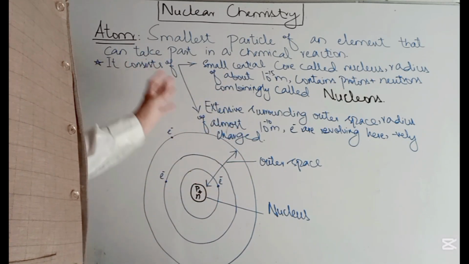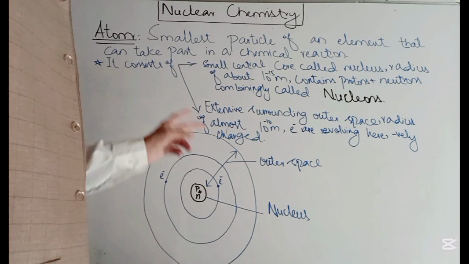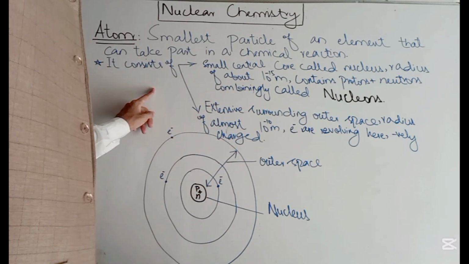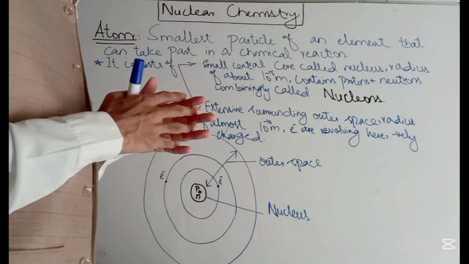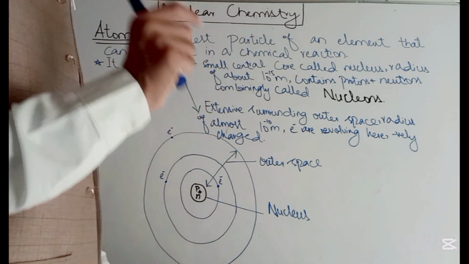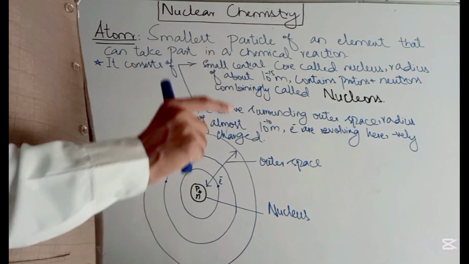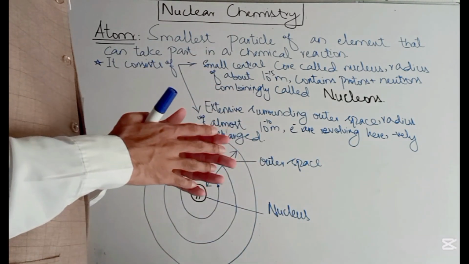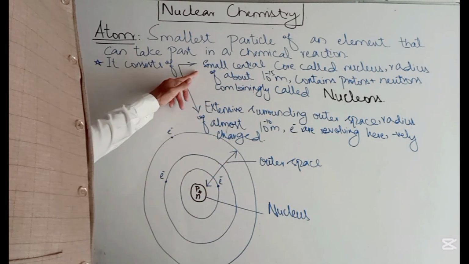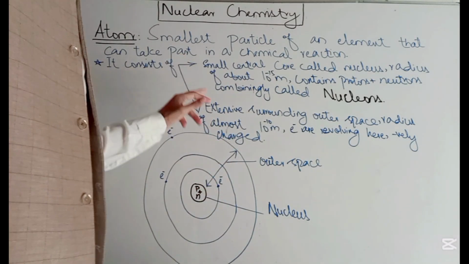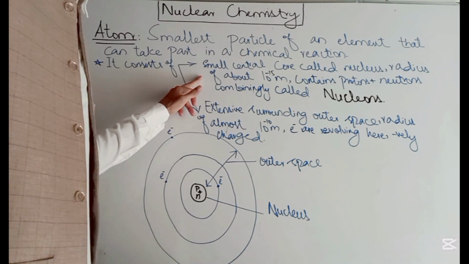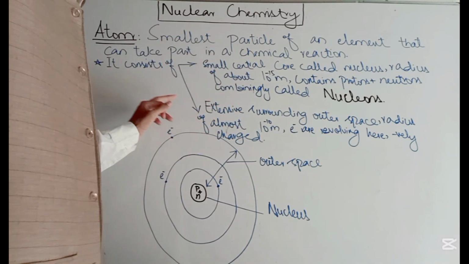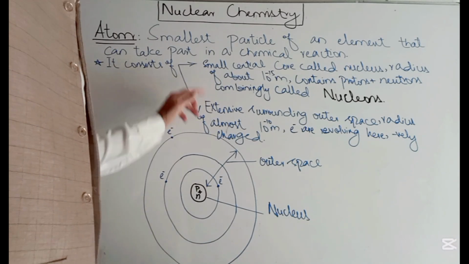If we talk about the components of the atom, the atom is made up of two major components. First, the smallest central core, which is called the nucleus. The atom is composed of a tiny core present in the center, and that core is named the nucleus. The word nucleus means in the center or in the core. The radius of the nucleus is about 10 to the power -15 meter, so it is very, very small.